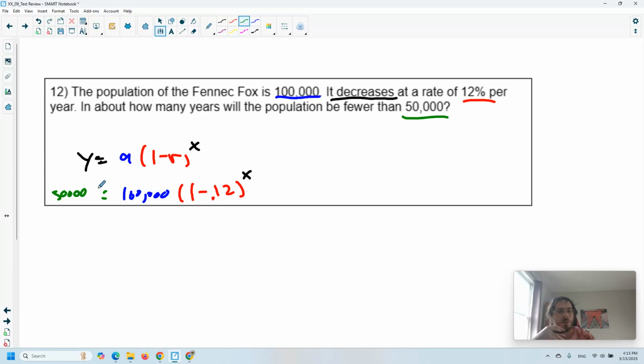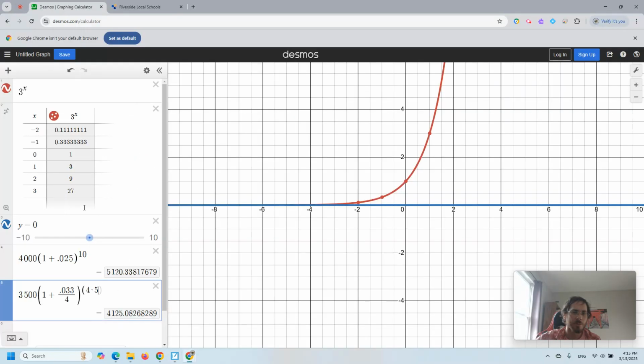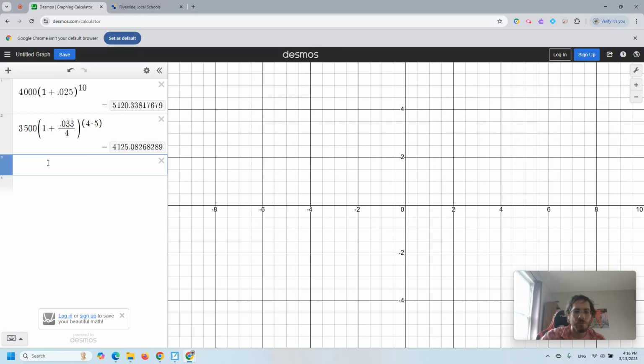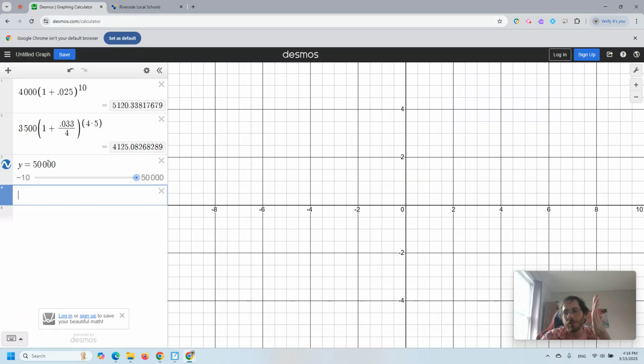So that's pretty cool. Now, again, we're going to need to solve this probably with a graph because we haven't really seen how to solve it algebraically. So I'm going to come over here and put in y equals 50,000, because that's the first side of the equation. The second side of the equation is 100,000 times 1 minus 0.12 to the x power.